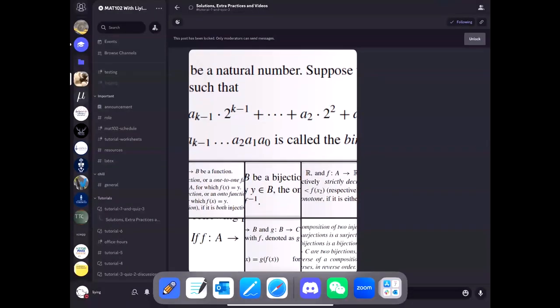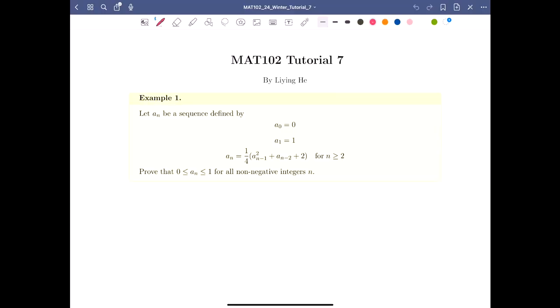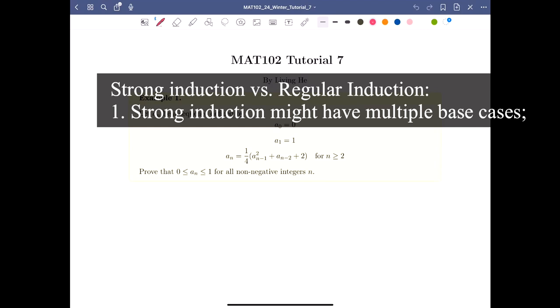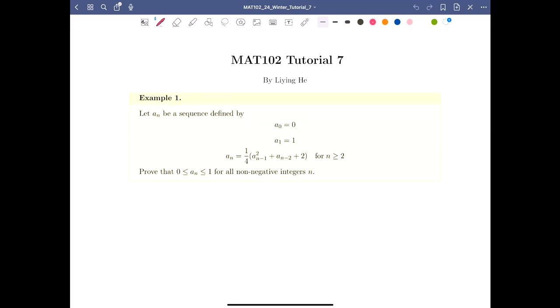Other than that, I'm just going to start. Last week I already talked about the concept of strong induction, so let me briefly recall the differences. One is you might have multiple base cases, and some of them might not start with one. Maybe you have n equals 1, n equals 2, n equals 3, or n equals 10, n equals 11, n equals 12, something like that.